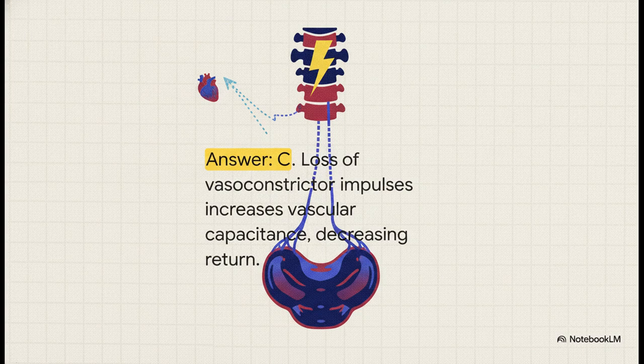The correct response is C. The trauma to the cervical region completely disrupts sympathetic autonomic regulation. This directly causes a massive loss of vasomotor tone to the peripheral arterial beds. That loss of vasoconstrictor impulses massively expands vascular capacitance. Blood just pools heavily down in the lower systemic reservoir, dropping the venous return and fundamentally tanking the cardiac output.